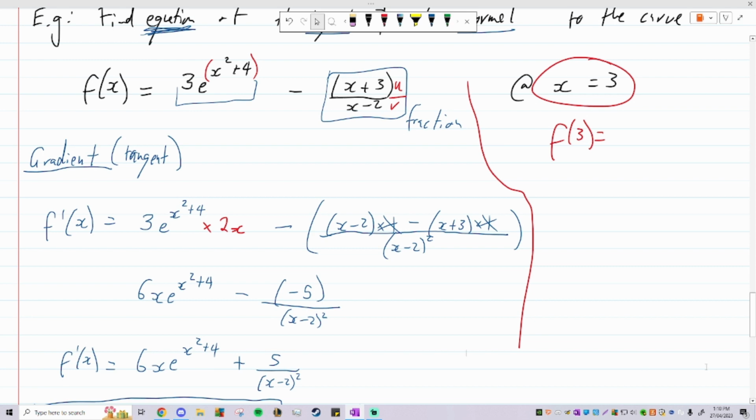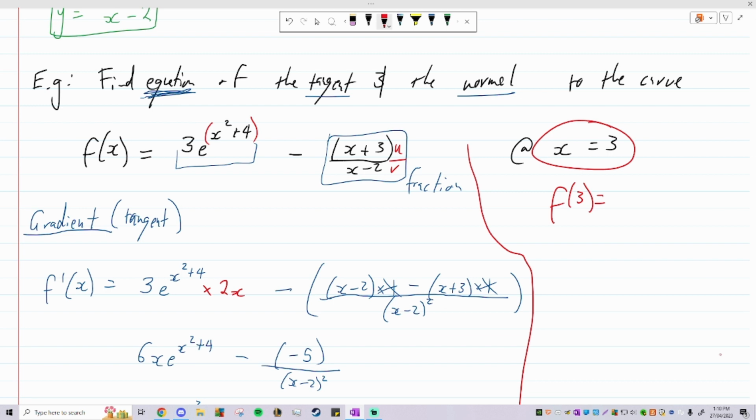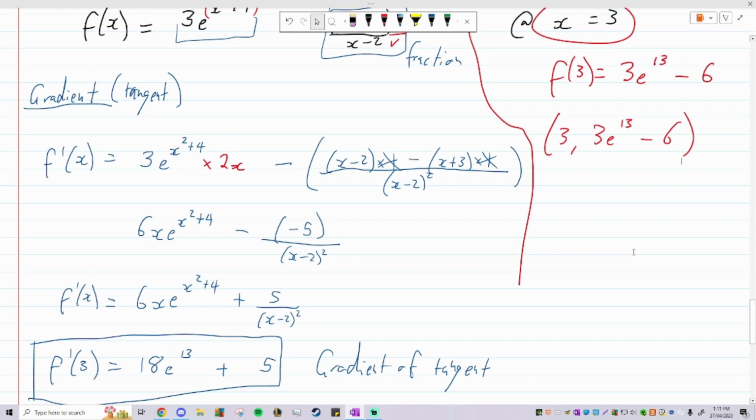Apologies if your book doesn't allow for this nice working out here. But f of 3, when you plug it in, just gives you 3 e to the, and again, 3 squared plus 4, so 9 plus 4, so 13. Minus 6, because 3 plus 3 is 6, and 3 minus 2 is 1, and 6 over 1 is 6. So our coordinate is 3, 3e to the 13 minus 6.